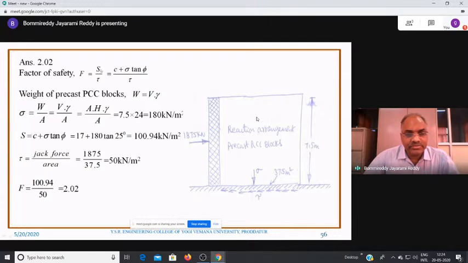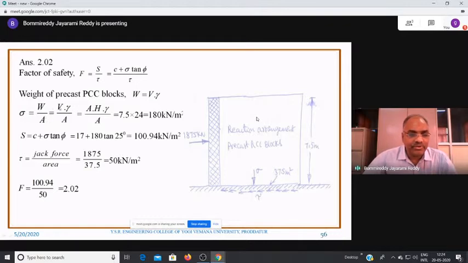divided by tau, shear strength of the soil by tau value. C plus sigma tan phi by tau. And what is the sigma here? The sigma means the total weight divided by area. Area is 37.5. So sigma equals W by area.